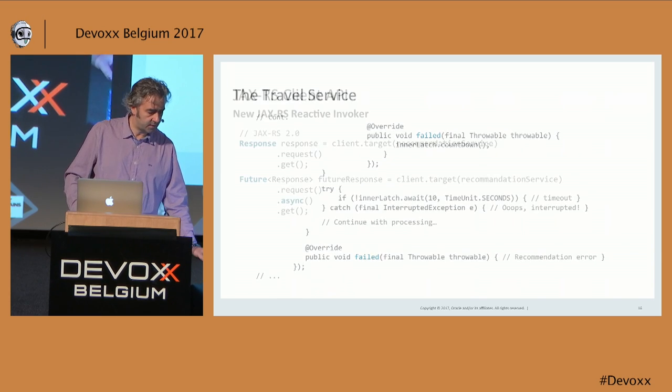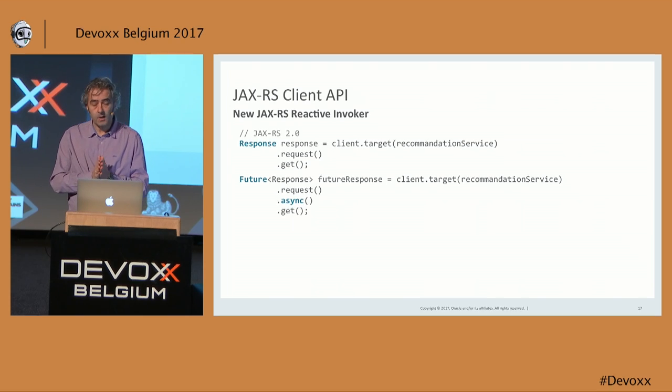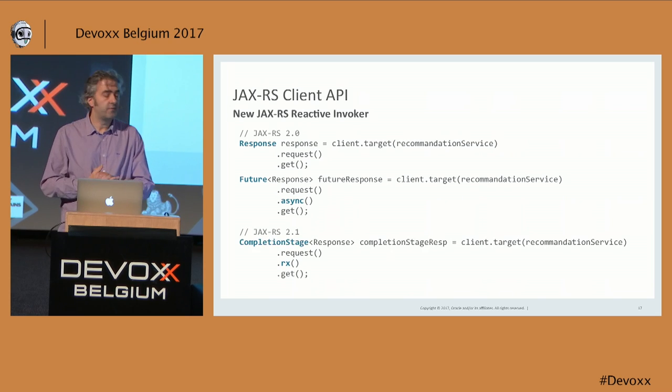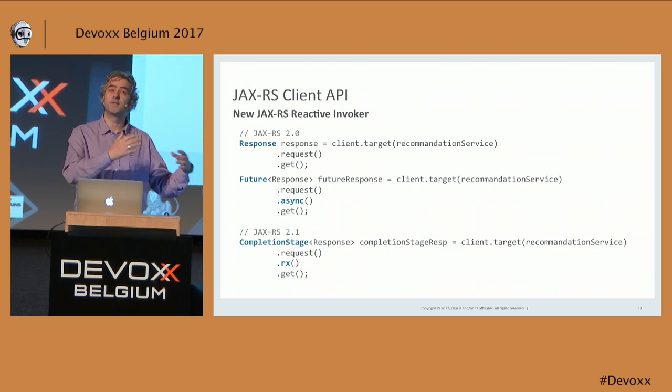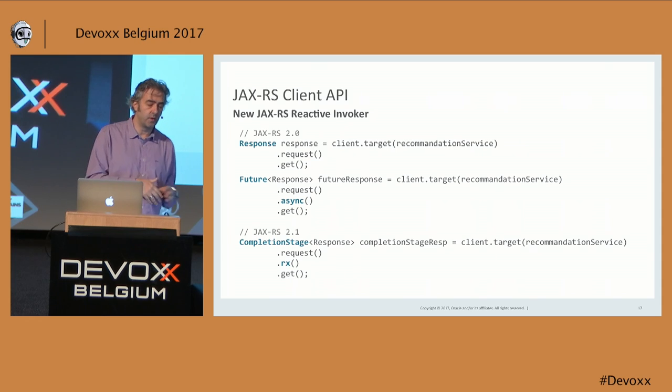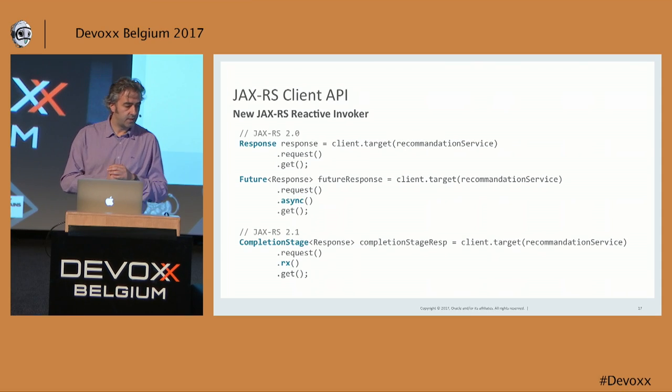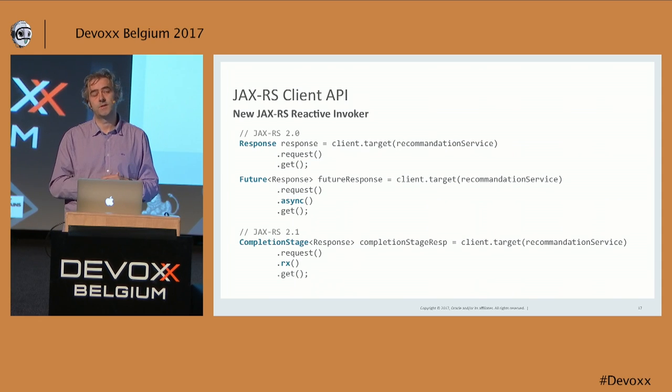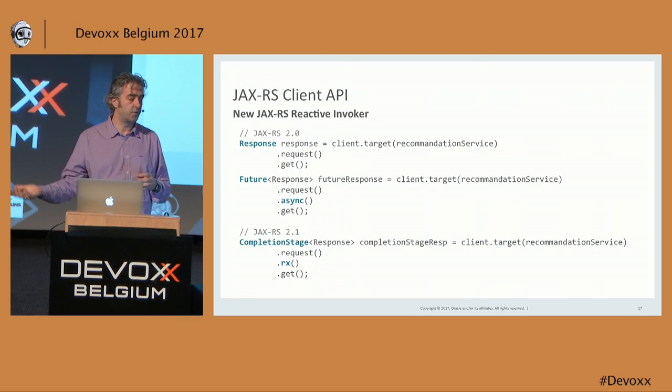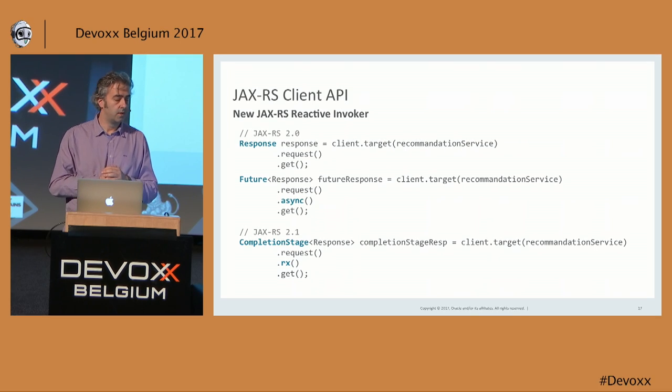The good news is that in JAX-RS 2.1, so Java 8, we have a third invoker. We have this RX reactive invoker. So it's an async invoker, but it's a reactive one. And if you look at the return type of that one, it's not a future object, but a CompletionStage of the response type that is being sent by the response.